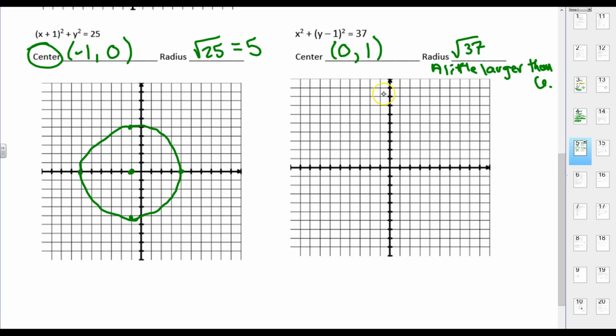So if we're at a center of 0, 1, I'm right here, and I'm going to go out a little bit more than 6 in all directions. 1, 2, 3, 4, 5, 6, and a little bit, in each direction. And then we join up those 4 points as best we can. And that's all you got to do.